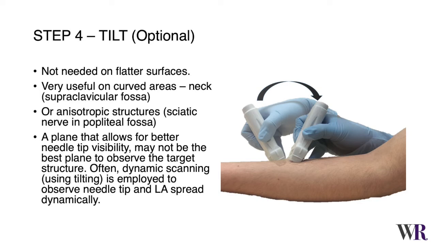One, when the area being scanned is curved, such as the supraclavicular fossa, while scanning the supraclavicular part of the brachial plexus, or when the underlying structure is anisotropic, for example, sciatic nerve in the popliteal fossa. In these circumstances, one plane that allows for better visualization of the needle tip may not be the best plane to observe the target structure, and therefore a dynamic scan between the 2 different planes may often be needed.